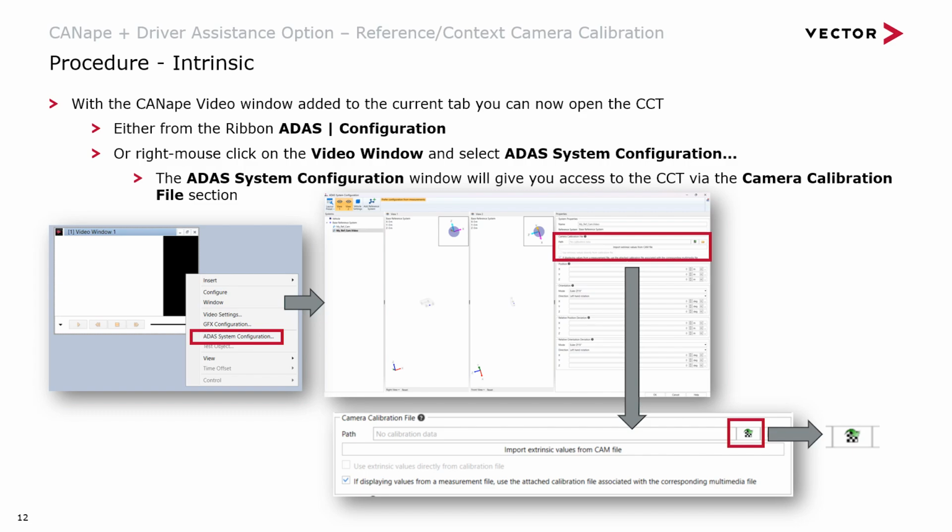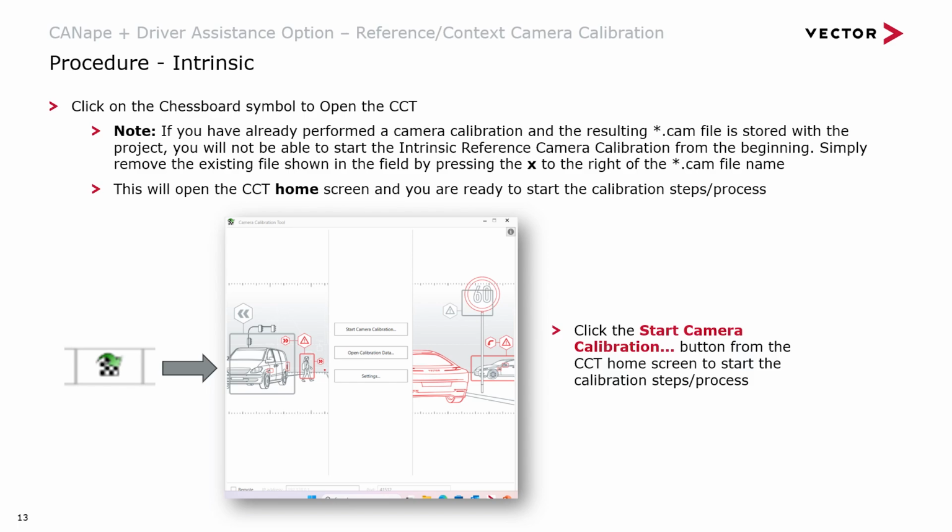It should be noted that if you have already performed a camera calibration and the resulting star.cam file is stored with the project, you will not be able to start the intrinsic camera calibration from the beginning. Simply remove the existing file shown in the field by pressing the X to the right of the star.cam file name. Depending on the existence of a pre-existing cam file calibration, you will be presented with this window. Press the Start Camera Calibration.